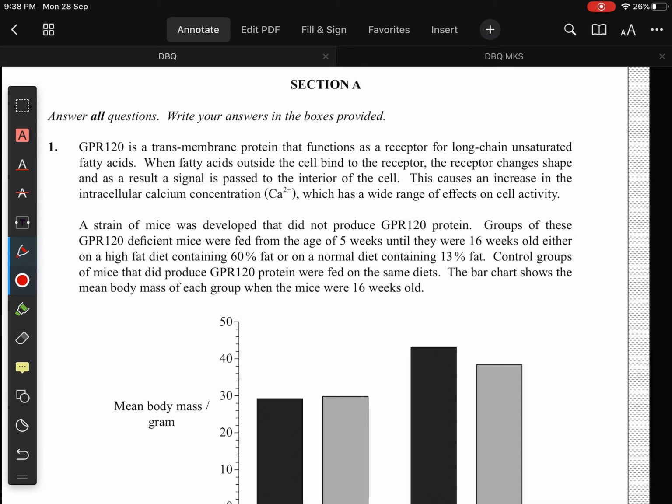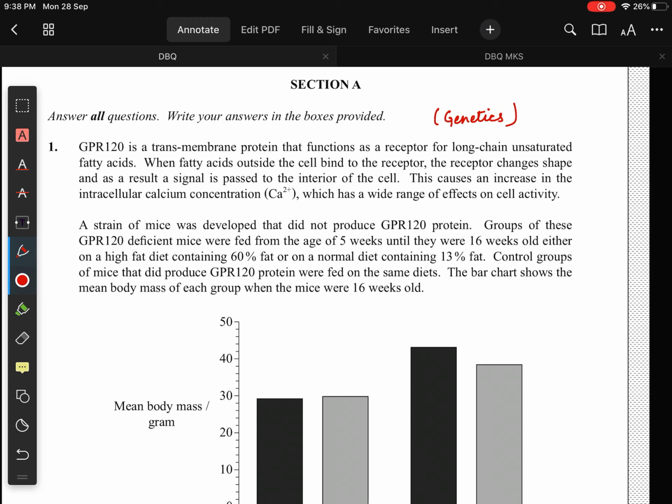So today we are going to take a database question of IB Biology Higher Level. This question is basically on the topic of genetics. You need this combination of transcription, translation, and genetics. So let's look at this question.